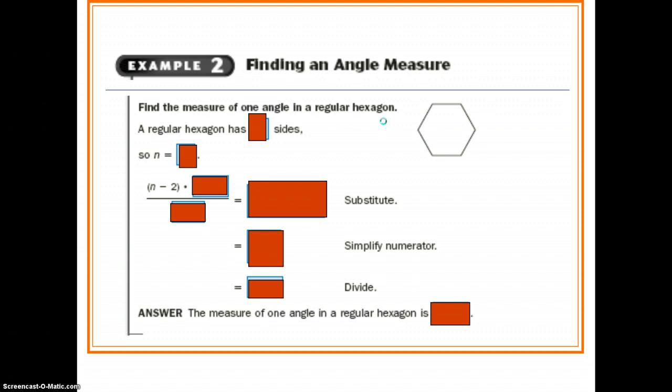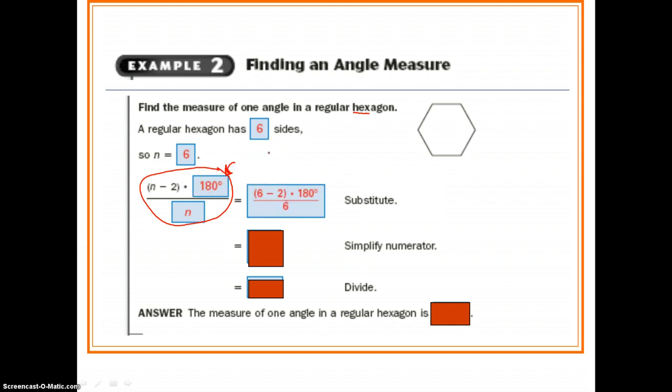So let's find an angle measure of this shape, which is a hexagon. How many sides does a hexagon have? Well, you can count them, or you should know that a hexagon has 6 sides. So n equals 6. Here's that formula again that you need to know. And I believe they put this on the PSSA formula sheet. This is one of the ones they put on there. So take 6 minus 2 times 180 and divide by 6.